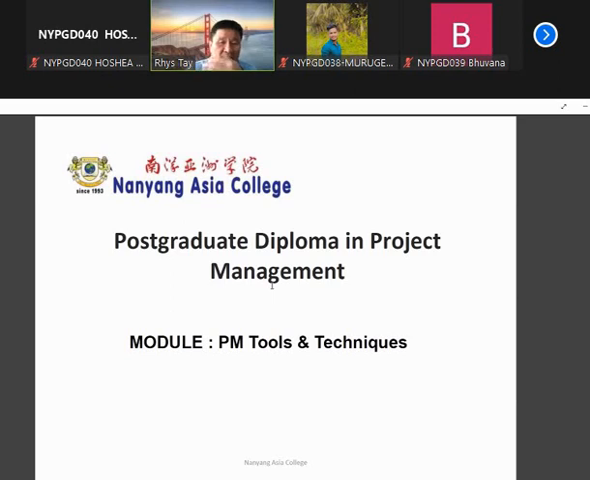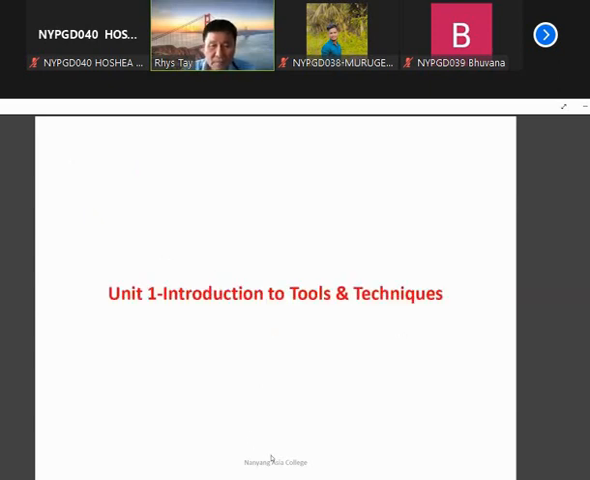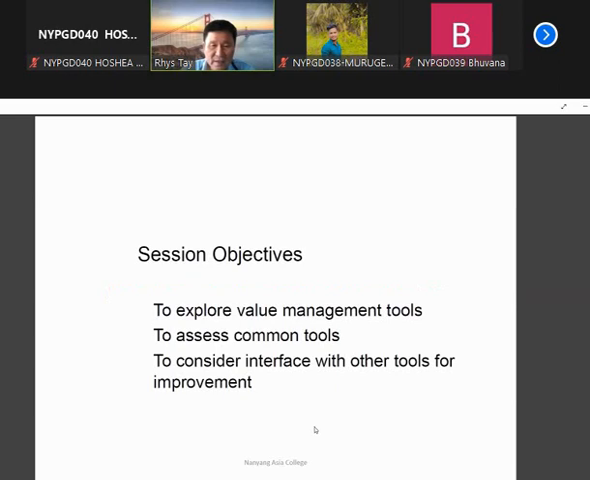Okay, today in the postgraduate diploma in project management, the module we are going through is project management tools and technique. So, an introduction of the tools and technique. Section objective: to explore value and management tools, to assess common tools, and to consider interface with other tools for improvement.